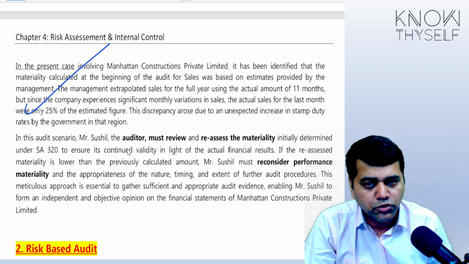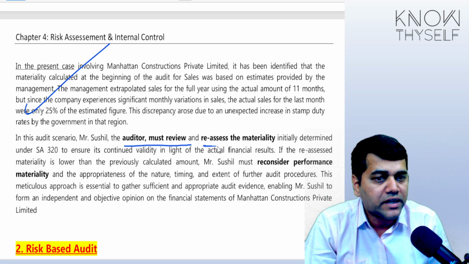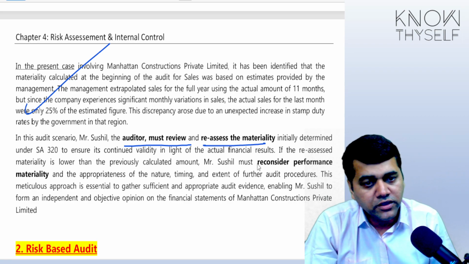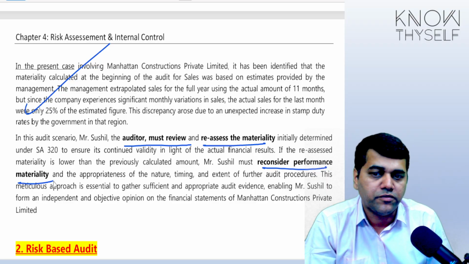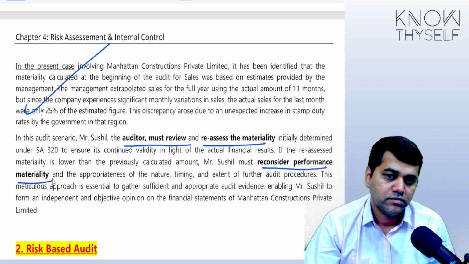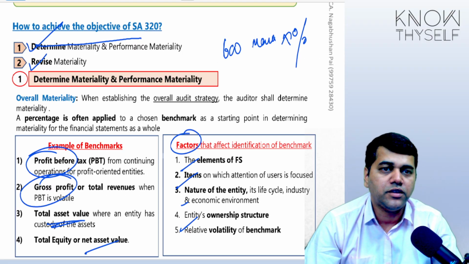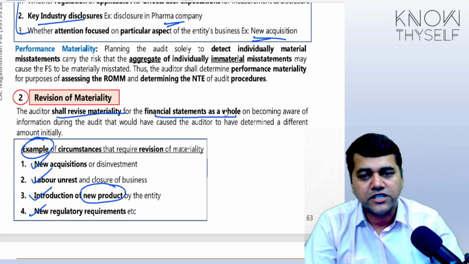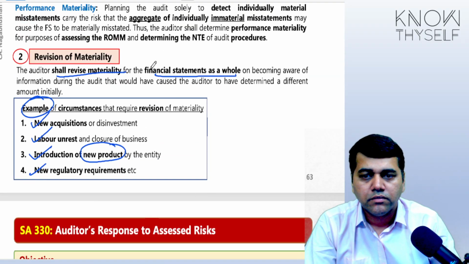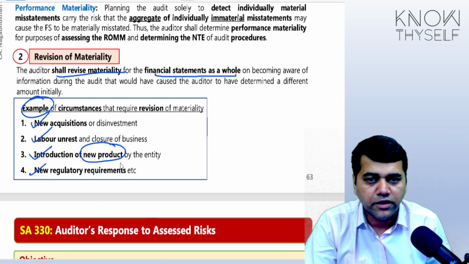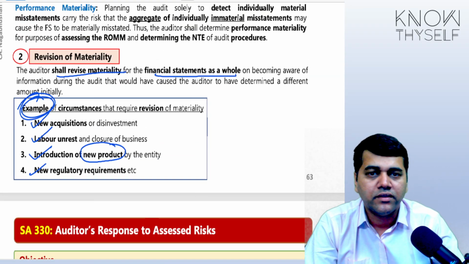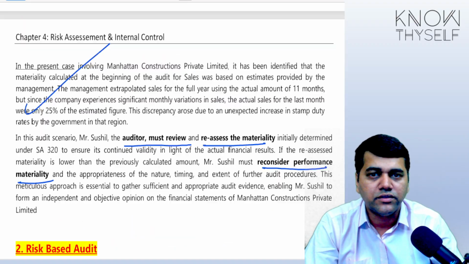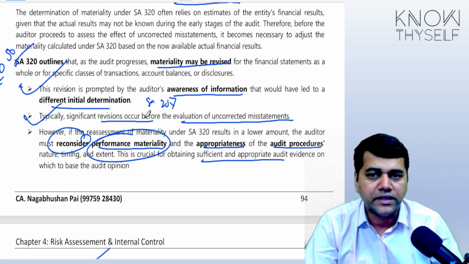Okay, the story they have told. The auditor must review and reassess the materiality and, in this process, reconsider the performance materiality also. So this is the point: you have to revisit the materiality at the financial statement level as a whole. This point also they have not given. These are the examples, and these are all the factors you need to consider in revision of the materiality.